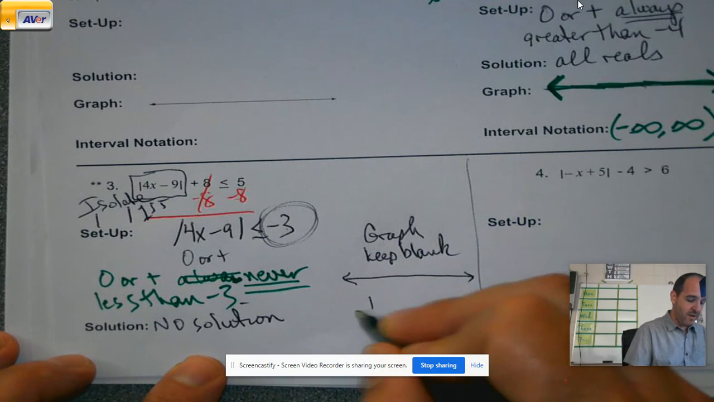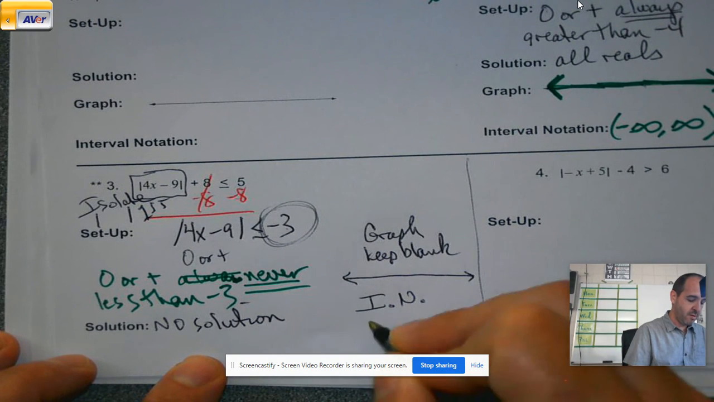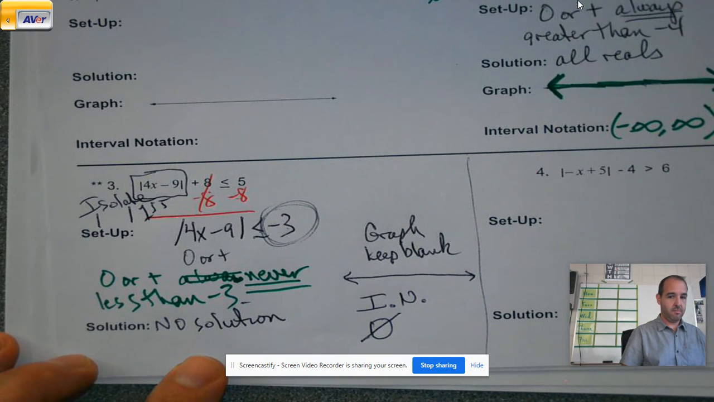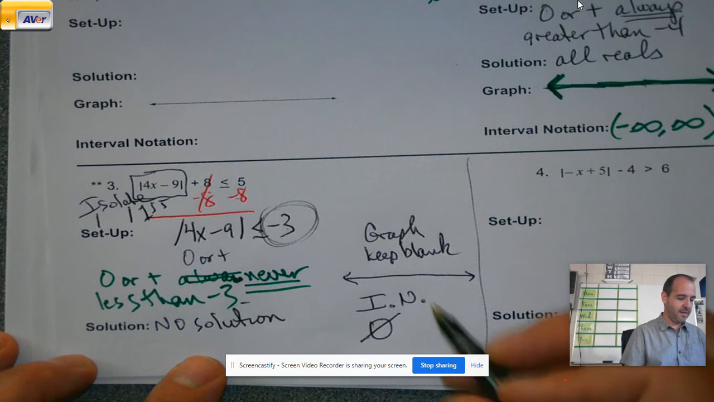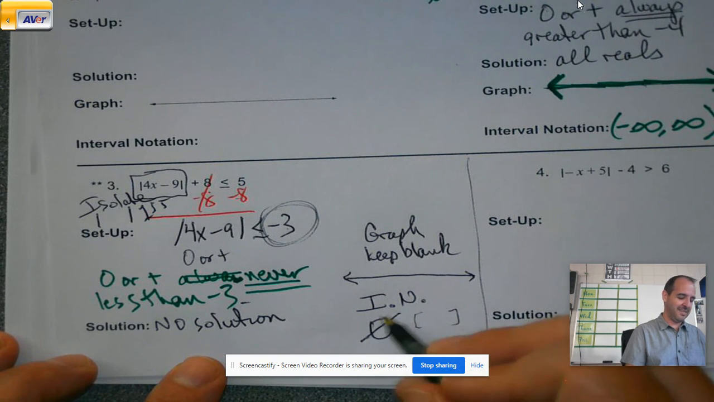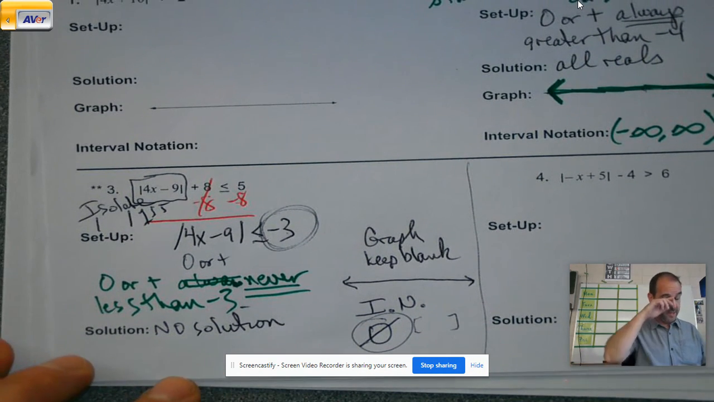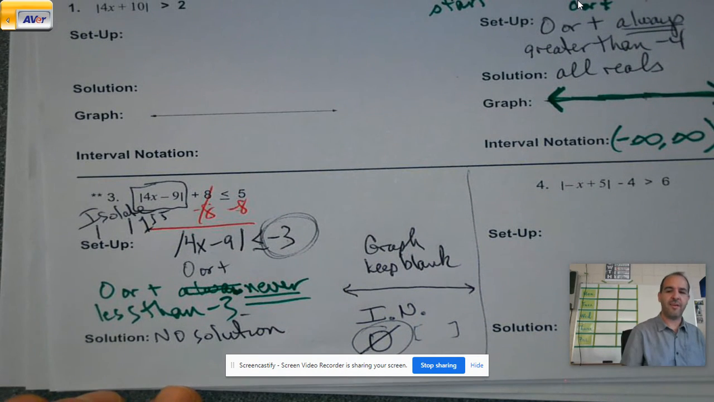Well, what about my interval notation? Empty set. Okay, that's how we say there's no solution. I guess if you wanted to, I've never seen this before, you could write 2 of these with nothing in it, but this is going to be much more like what we want to do. Excuse me for a second there.